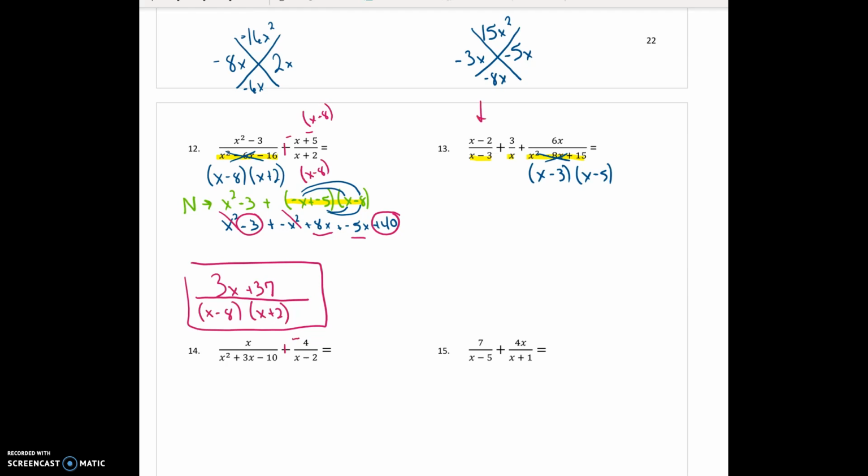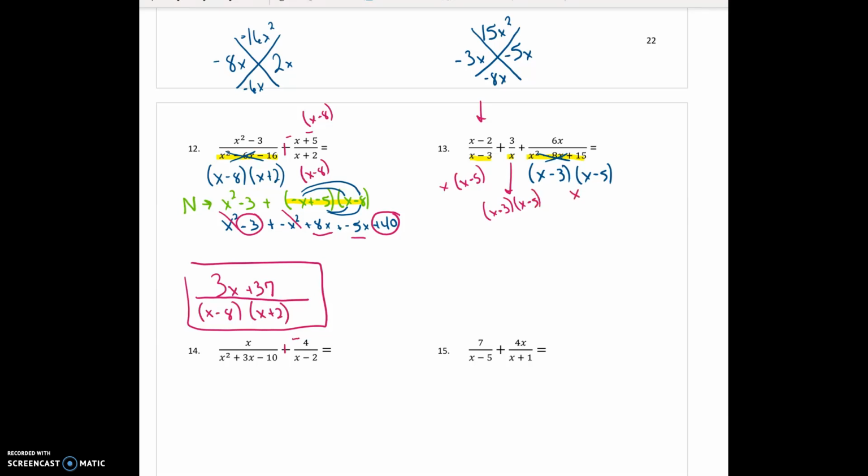The second fraction, I have an x. And in the third fraction, I have an x minus 3 and an x minus 5. So as far as 13 goes, I will want to make sure it has an x minus 5. And it has an x. And then in my second fraction, I'll want to put x minus 3 with x minus 5. And then in my third fraction, I'll want to make sure I have an x.